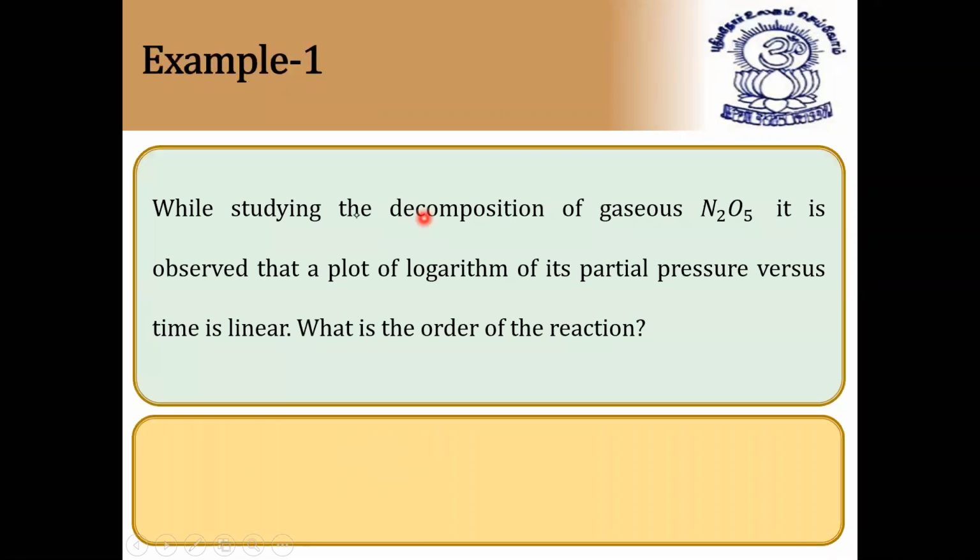Now we'll see example one. While studying the decomposition of gas N2O5, it is observed that a plot of the logarithm of its partial pressure versus time is linear. What is the order of reaction? Linear means, you know what linear means, it is a straight line inclined to the time axis.